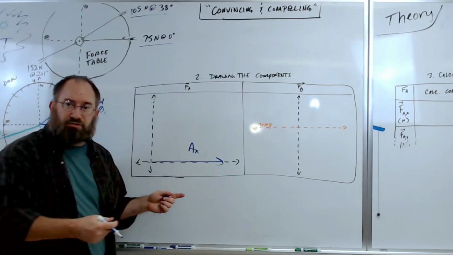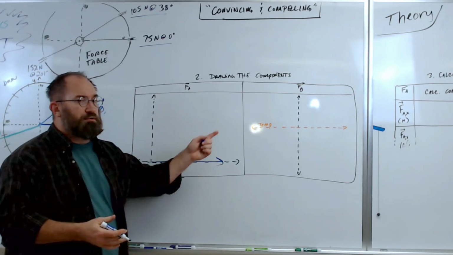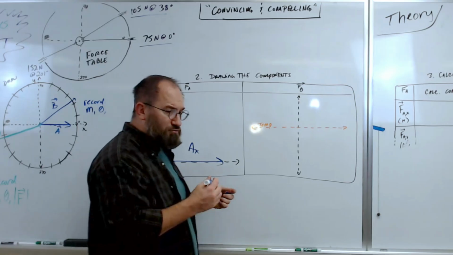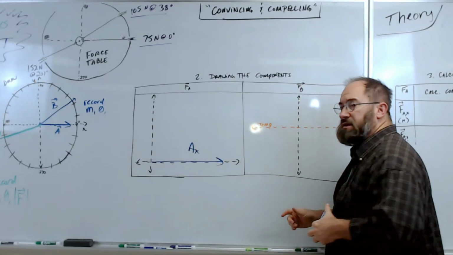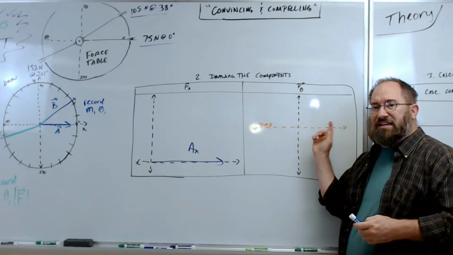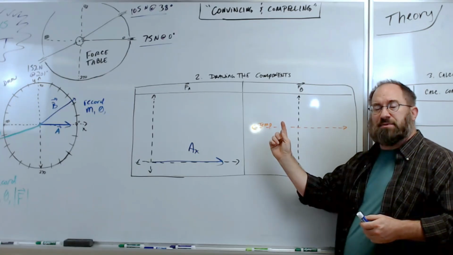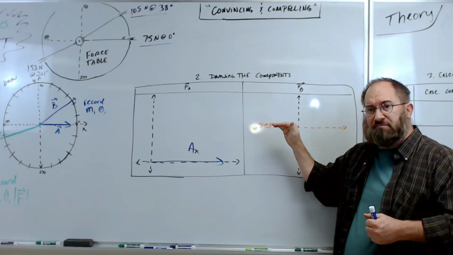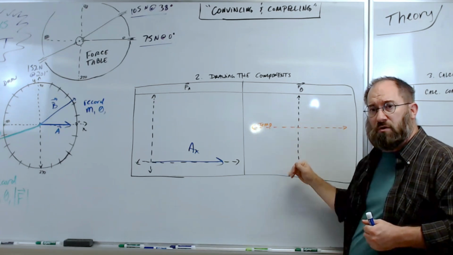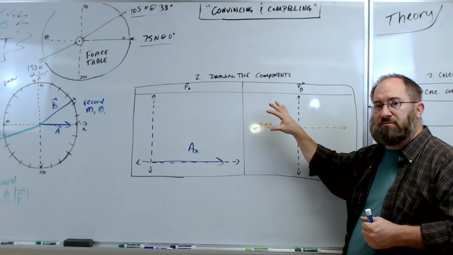And there's no AY, so there's nothing to draw on this part. But what about FB, force B? Well, in my drawing, number one, you'll notice I've got this light gray x-axis here. That's because that is not the definitive position of the x-axis. Give yourself some space to work here to see the components broken down.